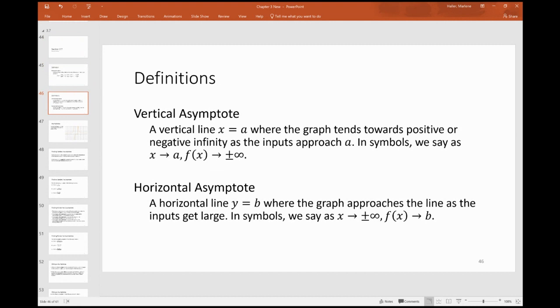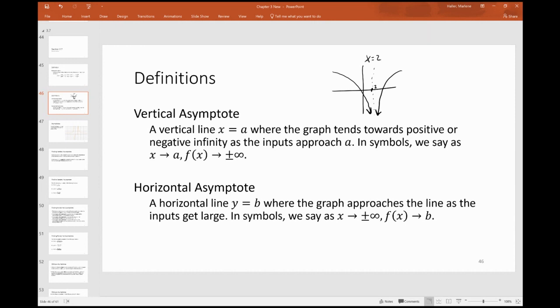A vertical asymptote is kind of an invisible line that the graph would never cross over. So if I were to draw an example of a vertical asymptote, some particular function, it might look something like this. Okay, the vertical asymptote would be this dotted line. And if that's a 2 right there, we would call that vertical asymptote x equals 2.